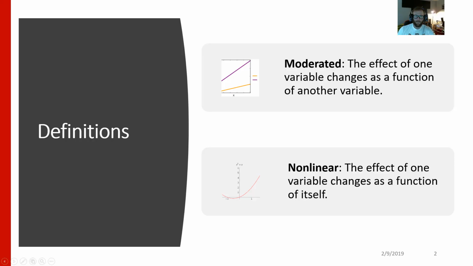So again, as a reminder, when we're talking about these two different types of models, when we have a moderated model, we're saying that the effect of one variable changes as a function of another variable. So we had this little thumbnail of a graph as a bit of a guideline, right? Where if we have two different groups, the slope of one group is going to be statistically different from the slope of the other group.